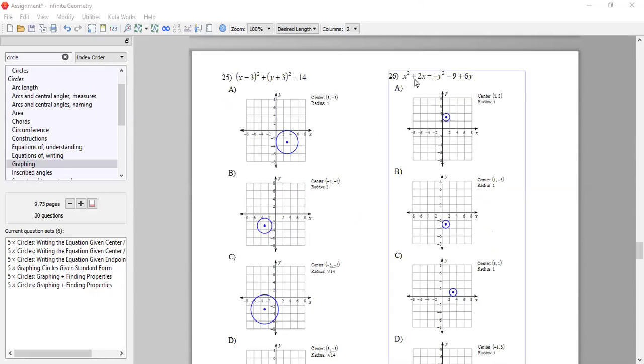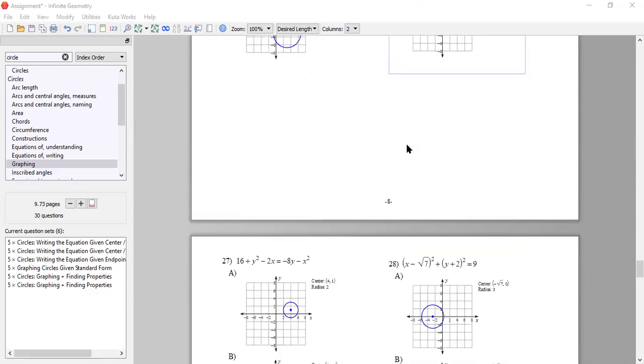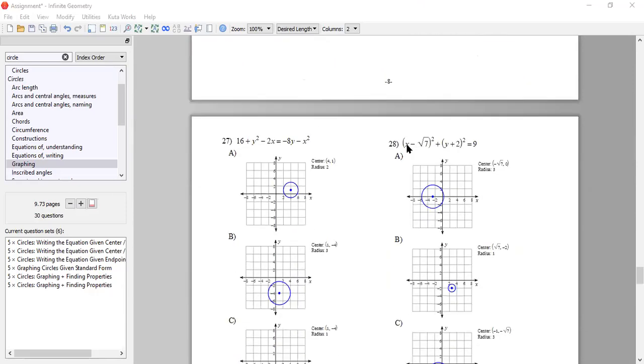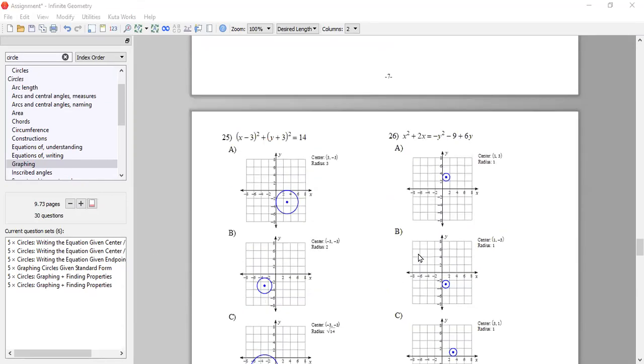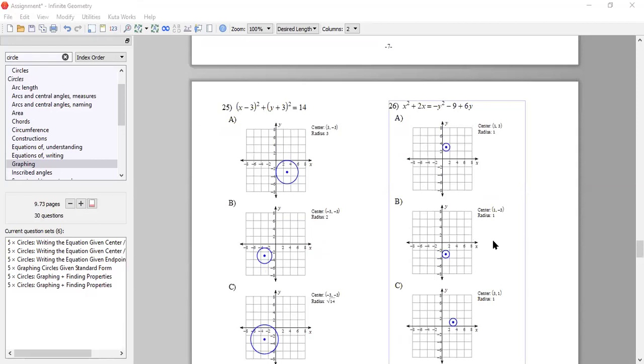Now, number 26, 27, and to the end are a little more complex. So we're going to have to do what is known as completing the square.